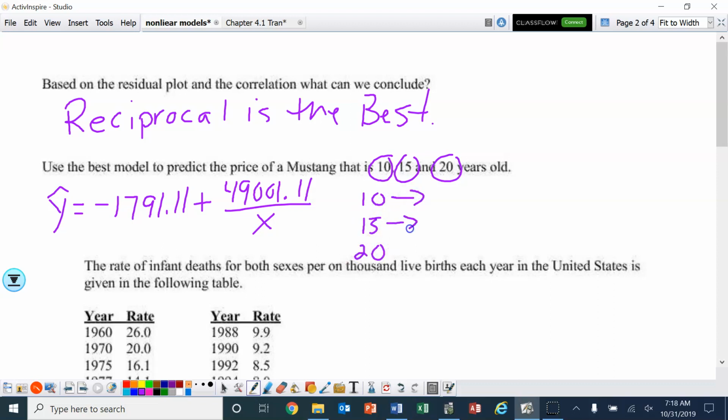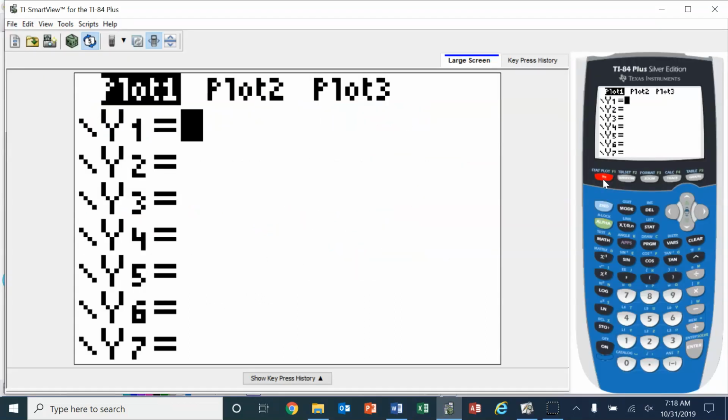Okay, but I'm not going to plug the numbers in. I'm going to use my y equals screen. You can certainly plug in 10 down here if you want. Plug the 10 in, plug the 15 in, plug the 20 in. But I'm going to go ahead and use my calculator and go to my y equals. I'm going to retype that in.